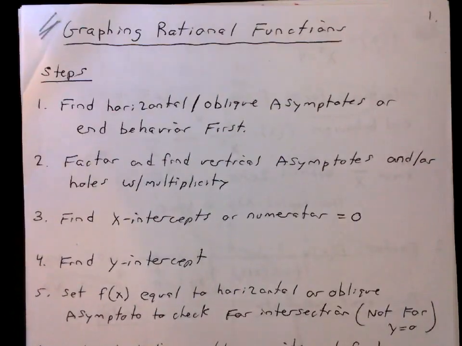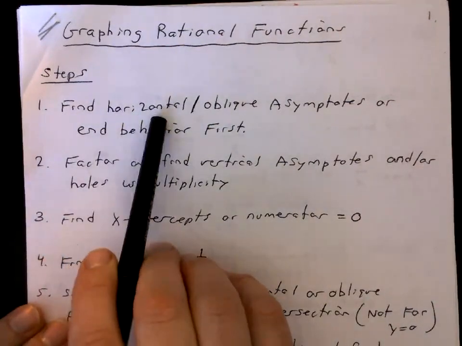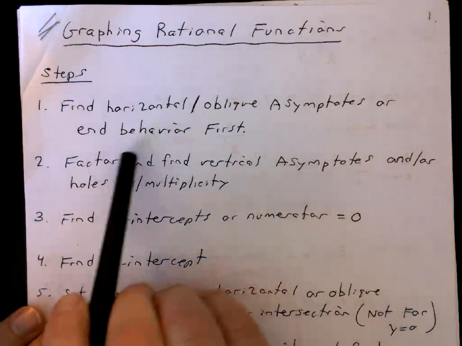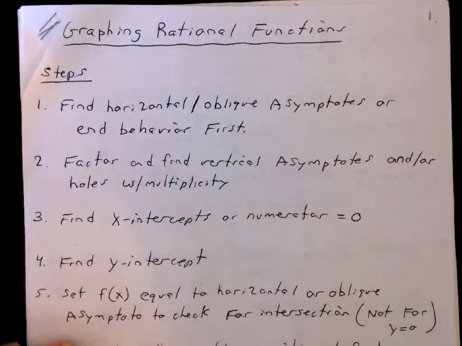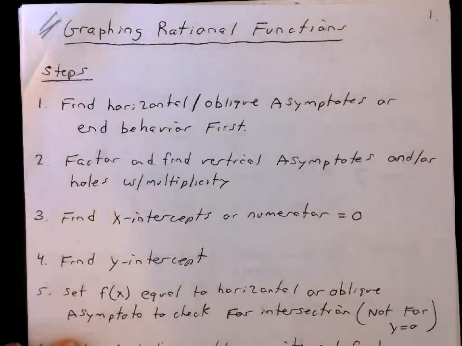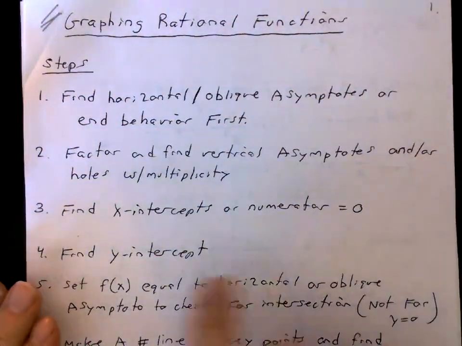Okay, graphing rational functions. There are 7 steps for us to follow to make this work in our favor. First off, find the horizontal or oblique asymptotes and end behavior first. Second, factor and find vertical asymptotes. And sometimes you're going to have discrepancies, which we call a hole.